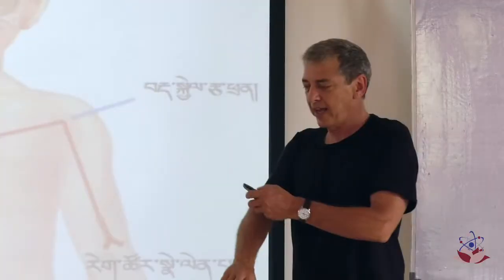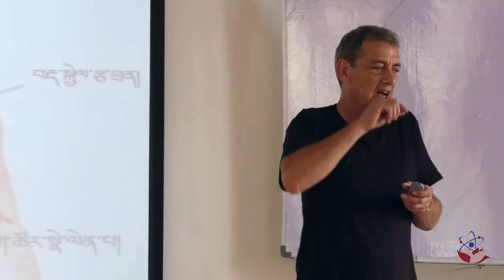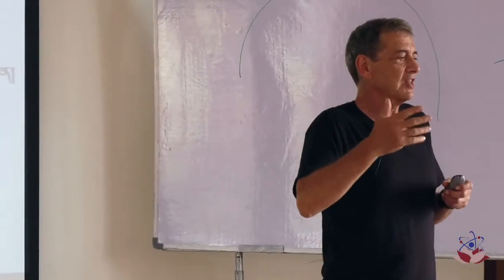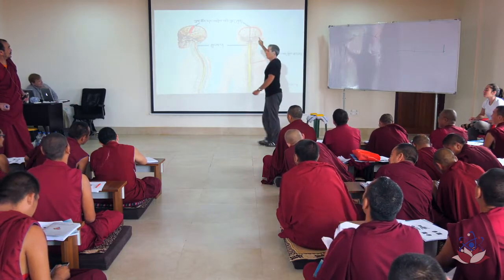So, touch receptor, spinal cord, up into the brain. It makes a couple of different connections and eventually ends up in what we call the sensory cortex.